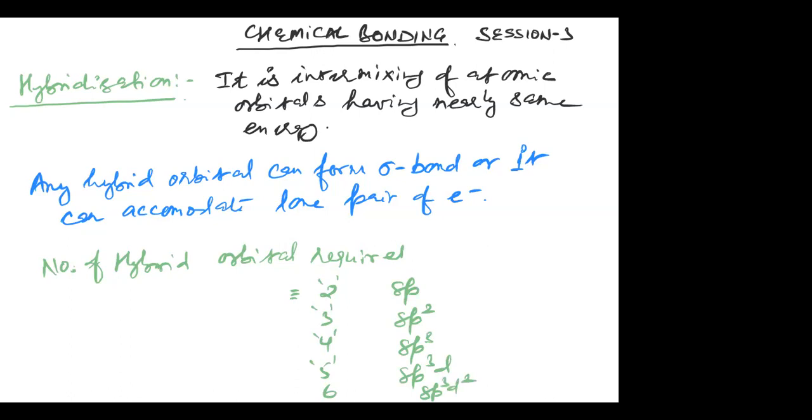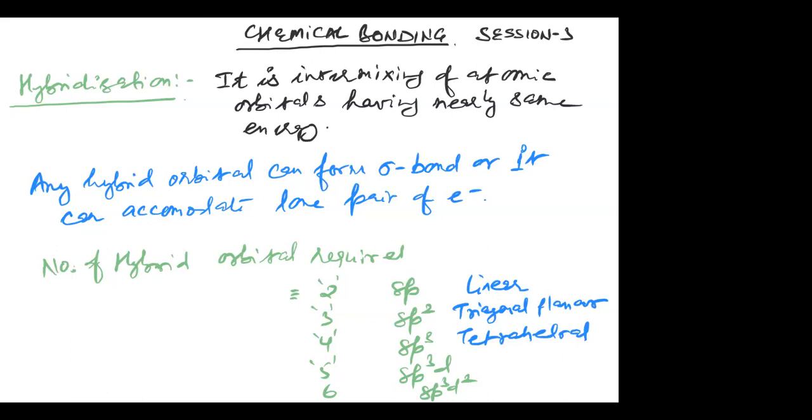Here the geometry is going to be linear. Here geometry is going to be trigonal planar. And if we have one lone pair of electron, this geometry should be bent. Here the geometry is tetrahedral, and again, depending on the lone pair of electron, the geometry may be bent or trigonal pyramidal.